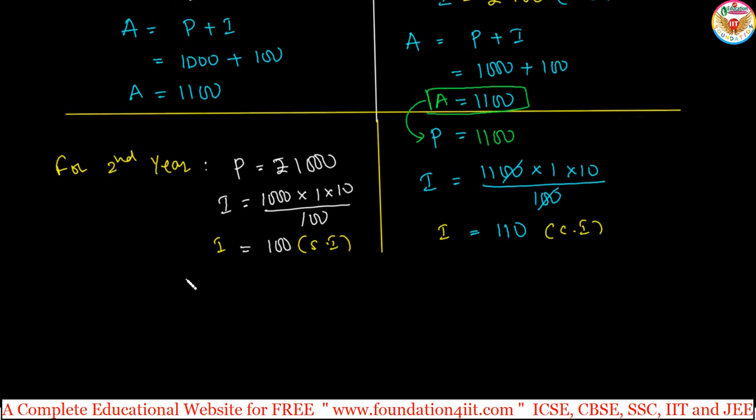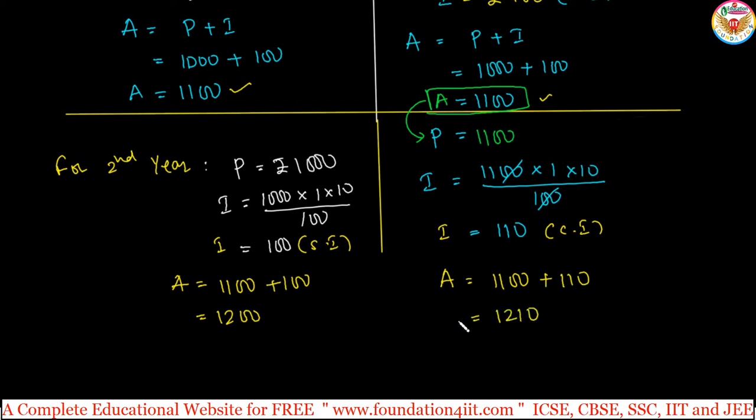Now let us find out the amount here. The amount is the principal 1100 plus this 100. The previous amount is 1100, plus second year interest of 100. So the total is 1200. But here, the amount is the first year amount of 1100 plus this interest of 110. So 1210. That is the amount for the second year.